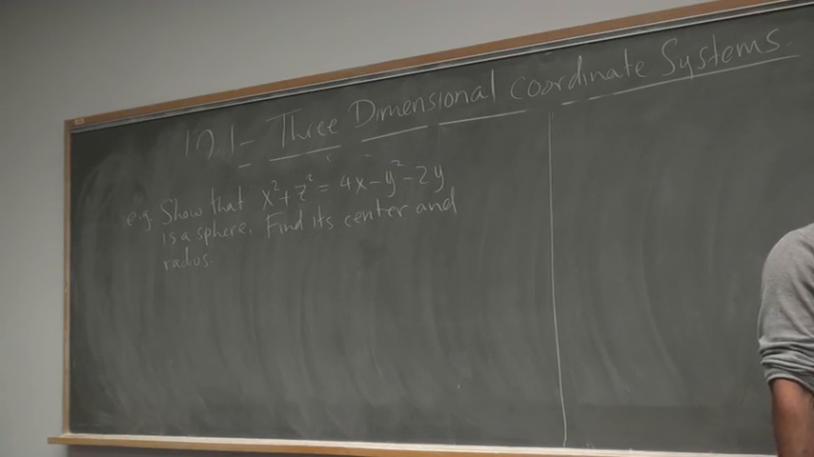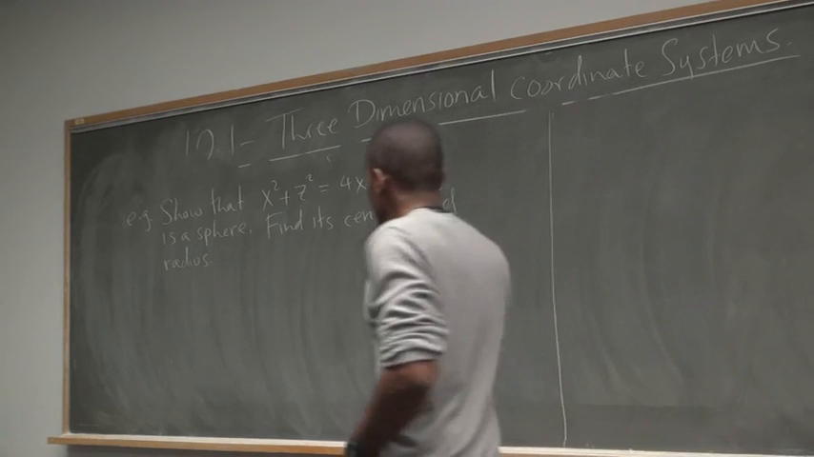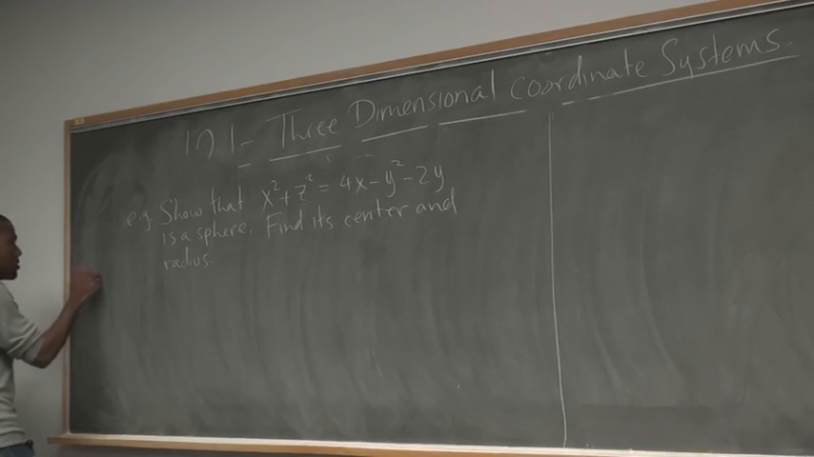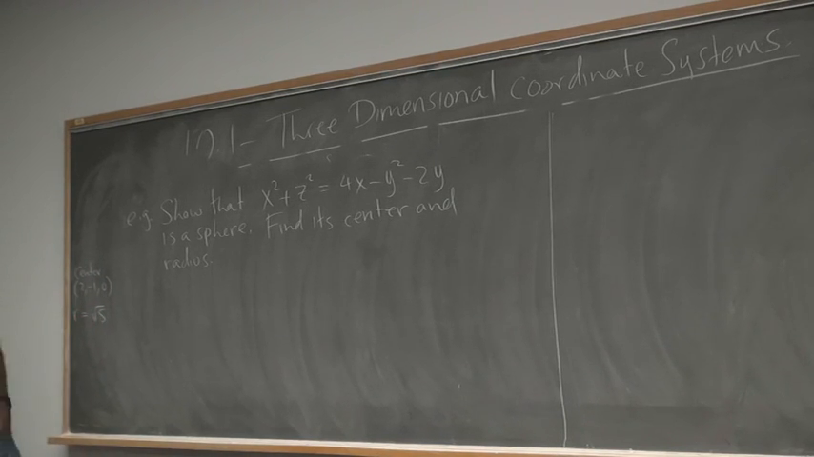Yeah, you finished? What's the center? 2, negative 1, 0. And the radius? Square root of 5. Okay, let's see how she got that. How did you get that?